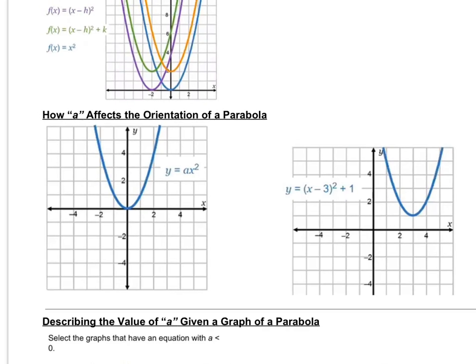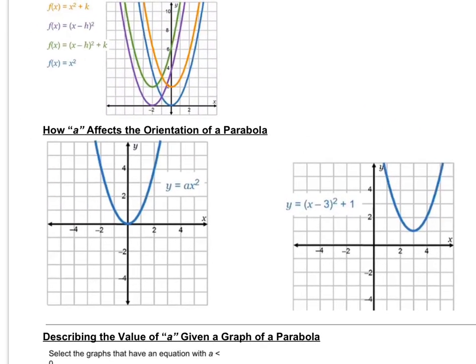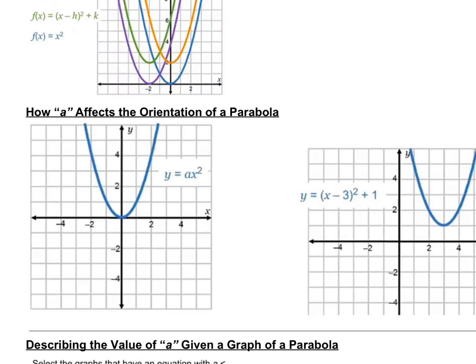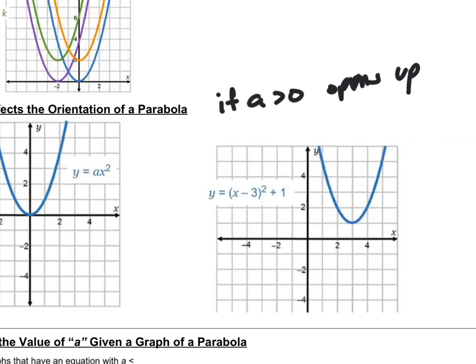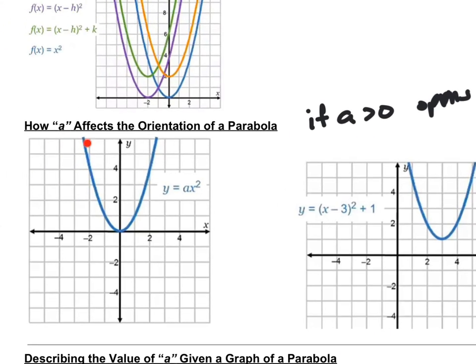If you think about the two graphs that we had here, how A affects the orientation of a parabola: if A is positive, A is greater than 0, then the graph opens up. What that means is that the graph kind of makes a U. If your leading coefficient, your A, is less than 0, then you're going to open down.